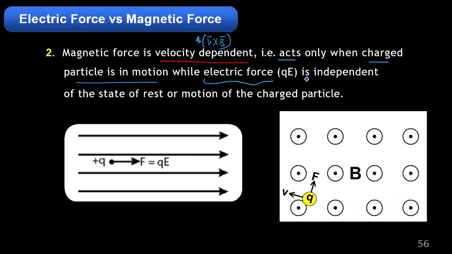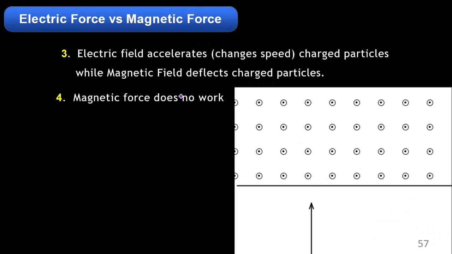While electric force is independent of the state of rest or motion. If the particle is at rest, then also the force is acting. If the particle is moving, then also the force is acting. That force is Q into E. Now, the electric field always accelerates the charged particle, while the magnetic field always deflects the charged particle.